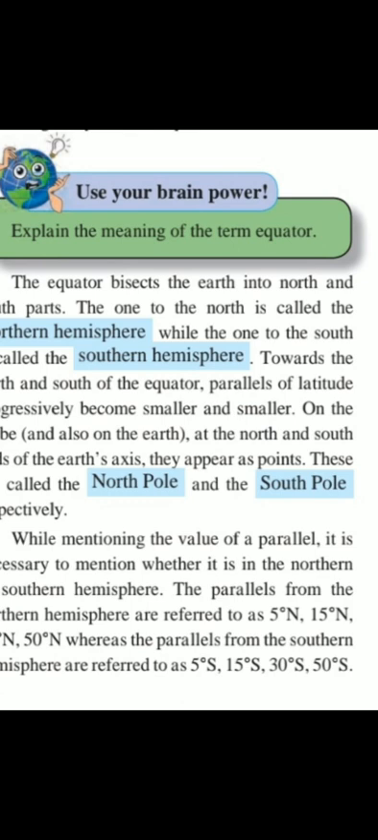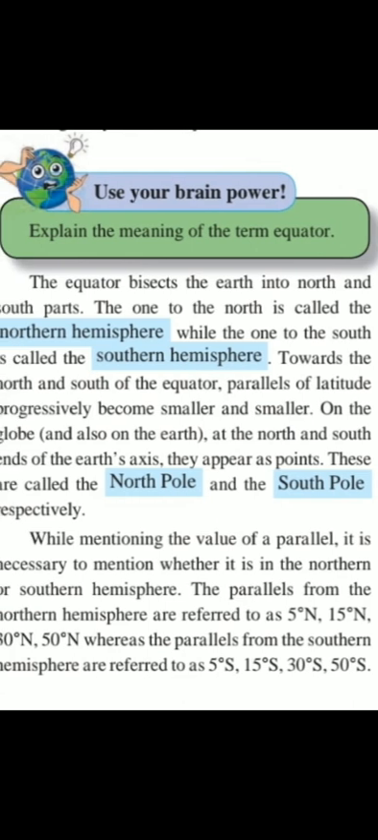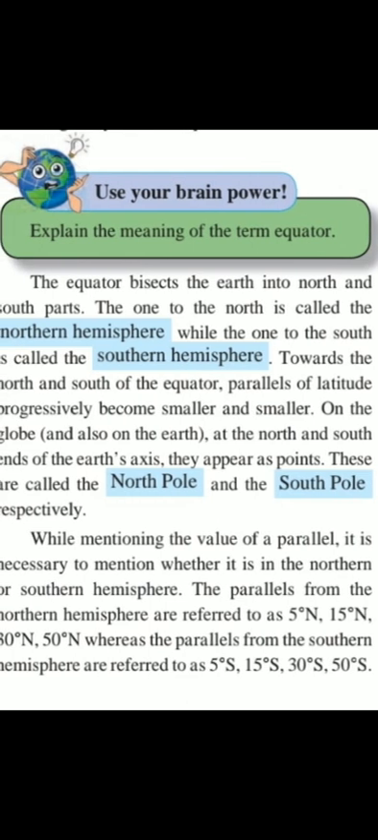From both the poles, that is from the north pole and from the south pole, the lines which are drawn on the earth divide the earth into the northern hemisphere and the southern hemisphere.